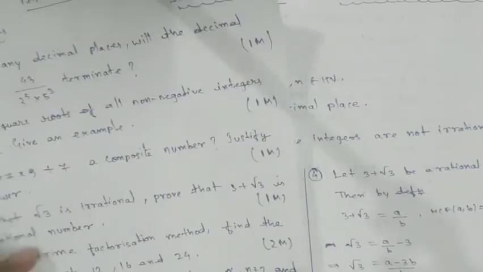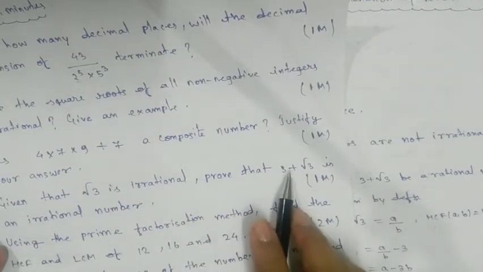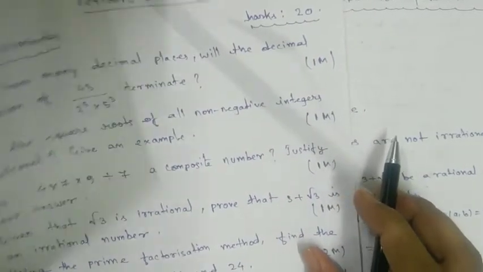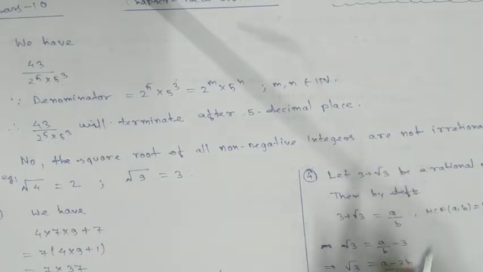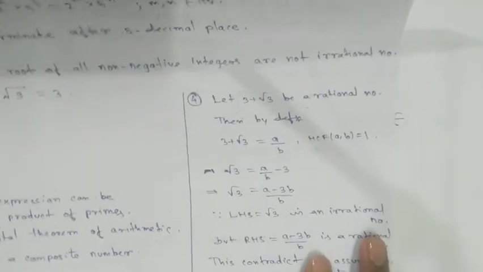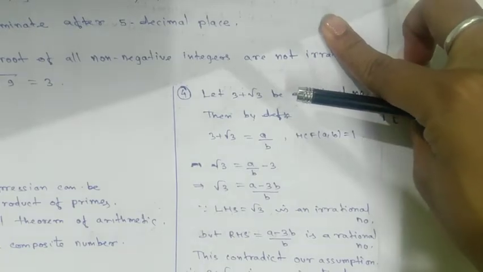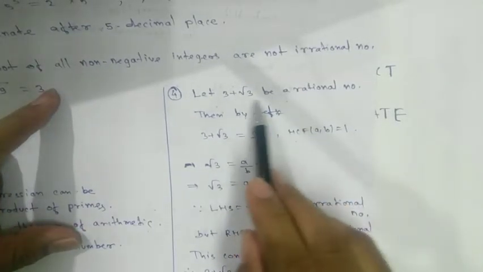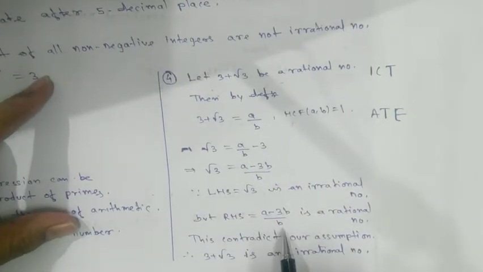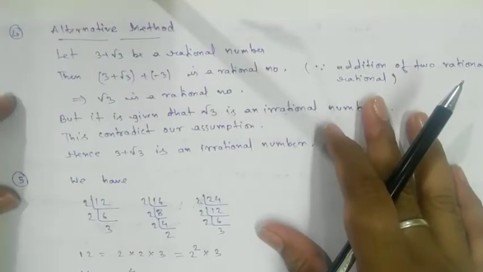Next, given that root 3 is an irrational number, prove that 3 plus root 3 is an irrational number. So here we have two methods, and we'll see both. You can see that we have already discussed this method, the contradiction method. The next one, we'll see an alternative method for the fourth one.